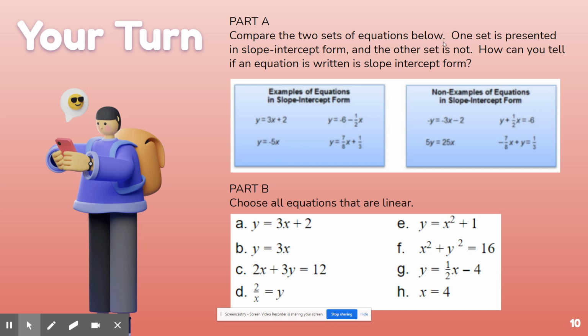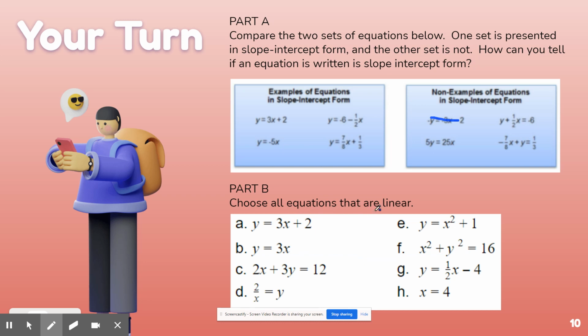Compare the two sets of equations below. One set is presented in slope-intercept form and the other set is not. How can you tell if an equation is written in slope-intercept form? Honestly, the easiest way to tell is if it's written y equals. See how this is y equals, y equals, y equals, y equals. This has a negative sign, so it's not. This has the y and x on the same side, so it's not. This has a 5 on this side, so it's not. This has the x and y on the same side.